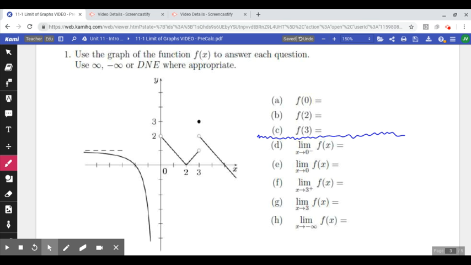Let's see if we can figure out what f at 0 is. f at 0 would be the output when x is 0. But there isn't one, so we should write undefined. The open circle, remember, means that the function does not actually have a y value there.